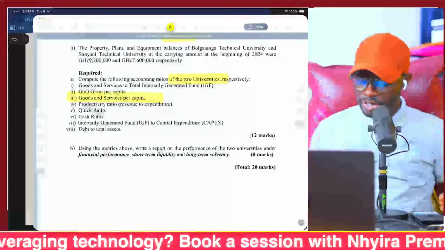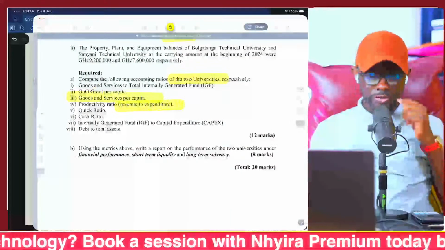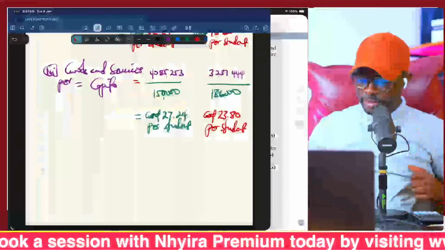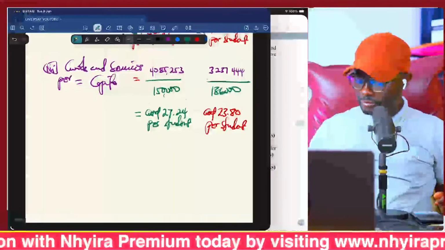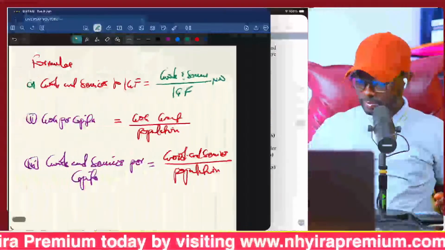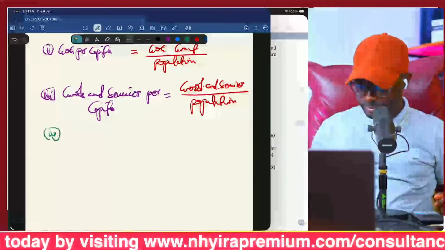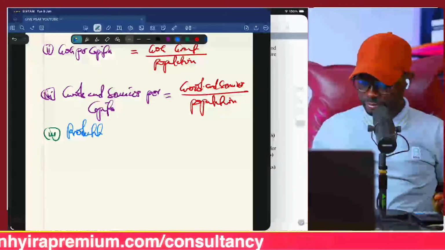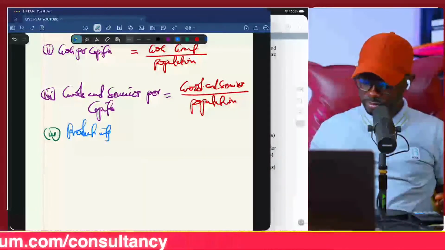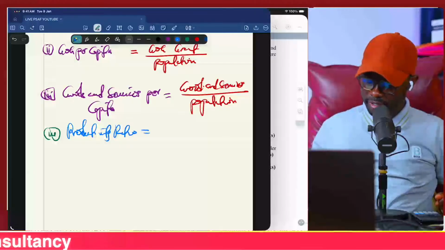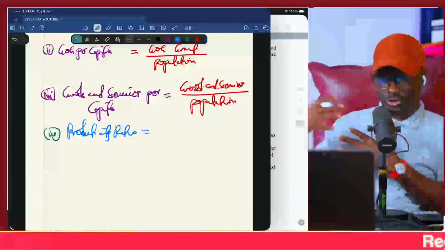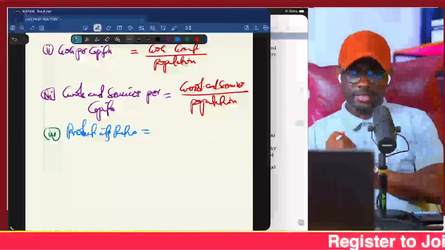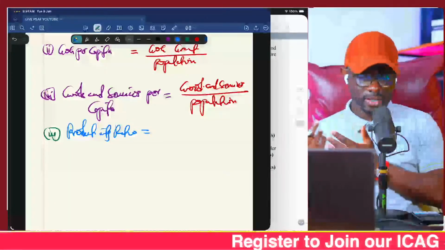Next, productivity ratio. That is revenue to expenditure. So we are looking at the percentage of total revenue that the entity spent on total expenditures.